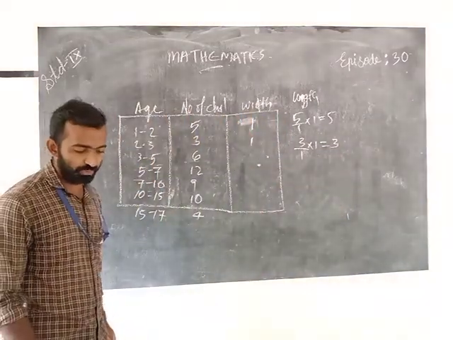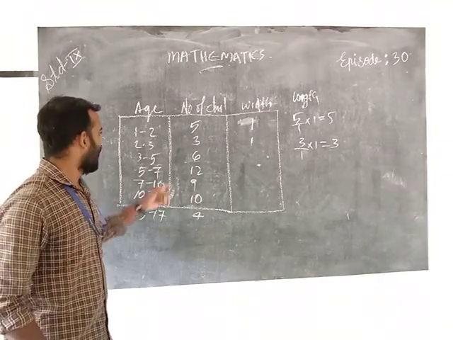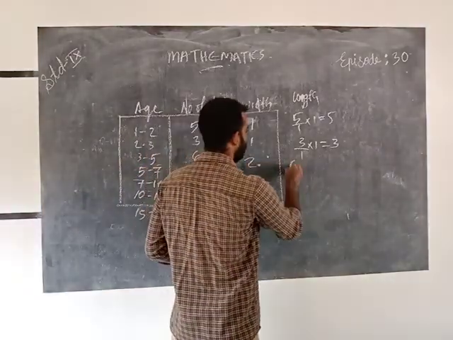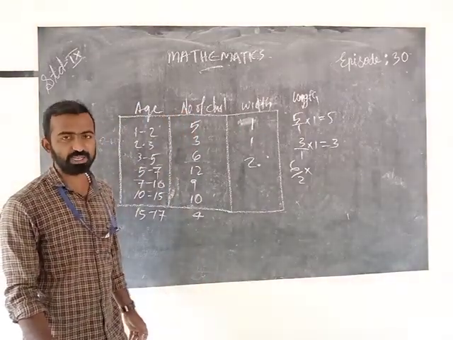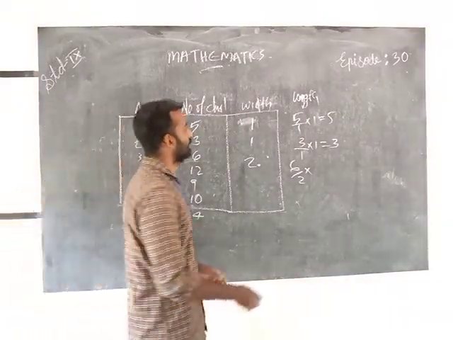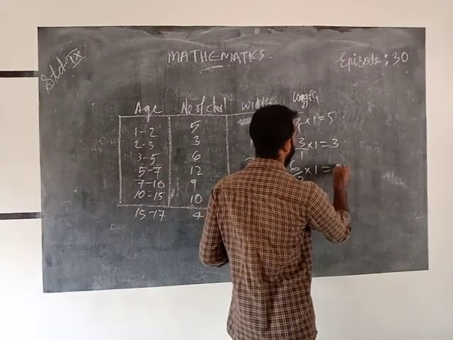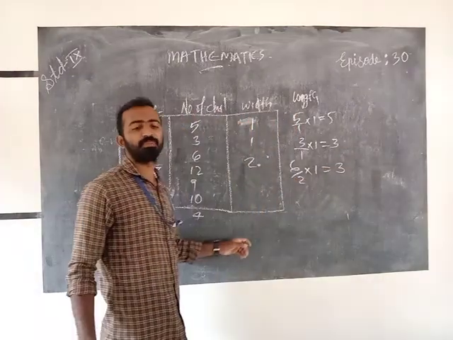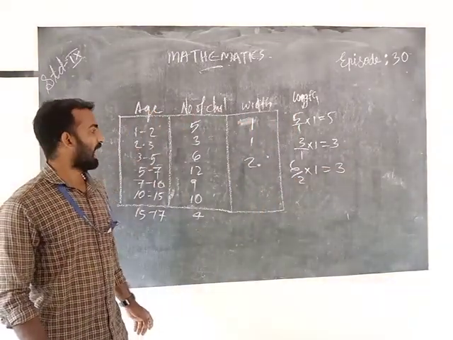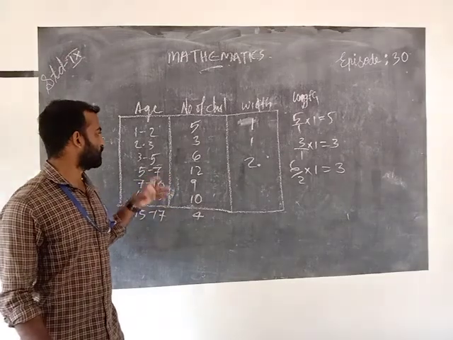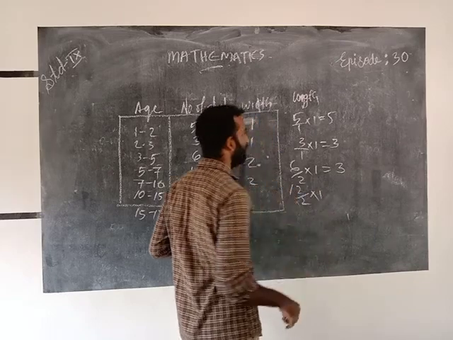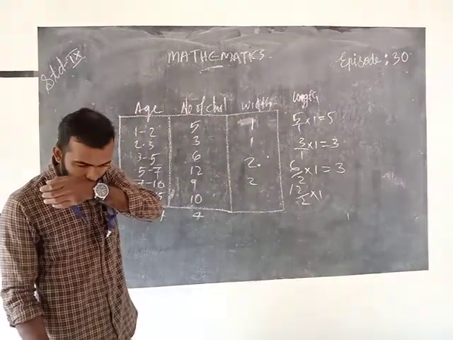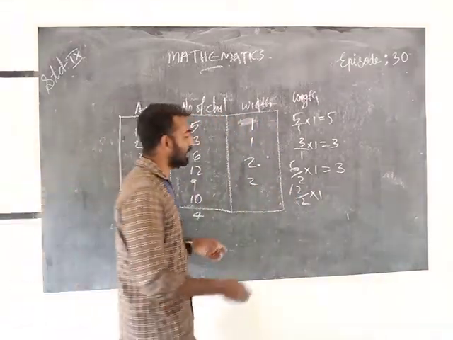Next, what is the width? Here it is 2. For the class 3 to 5, frequency 6, 6 by 2 into 1, we get 3. Next, here the width is also 2, so 12 by 2 into 1, we get 6.